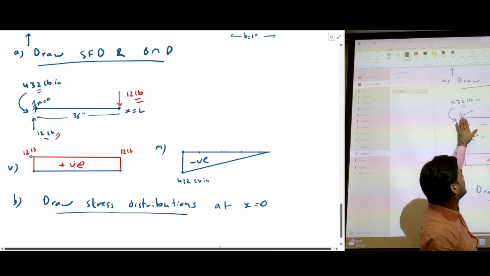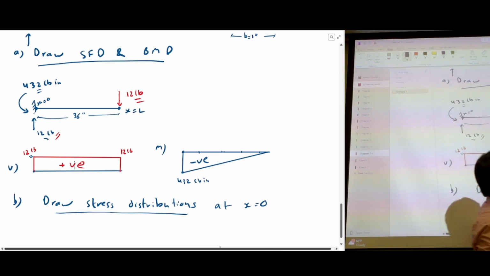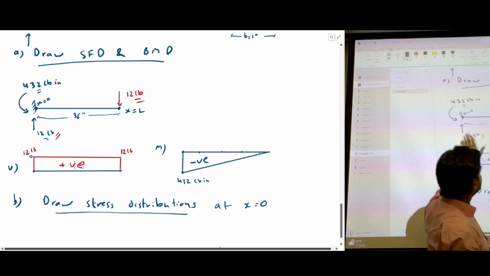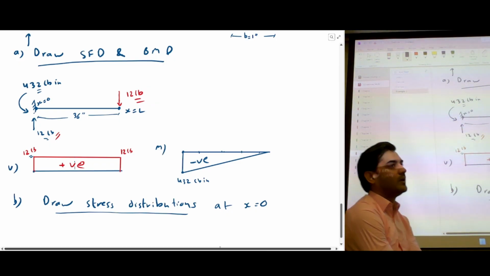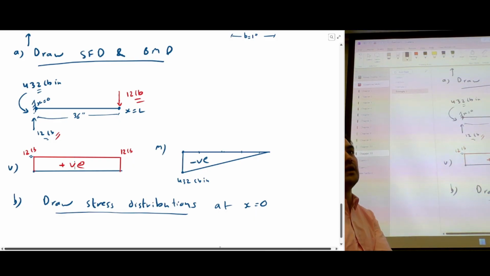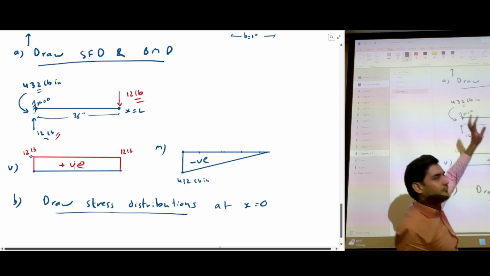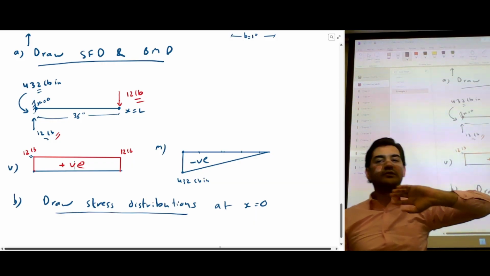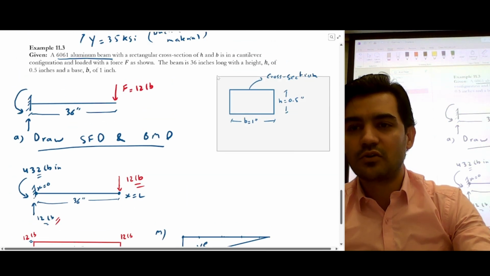Why will it always break at the support? Under shear force it can break at any point, but under axial forces it will always break at the starting point, because that's where you have the highest bending moment and the highest axial stresses. So now at this particular point, we have to draw stress distributions along the cross section. So this is our cross section, right?